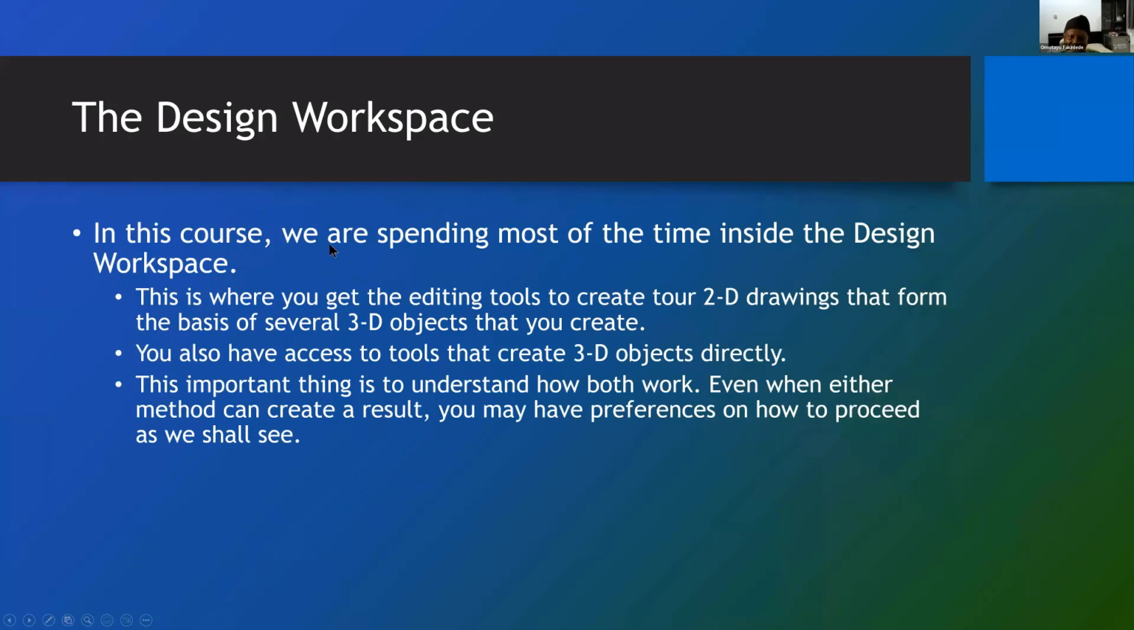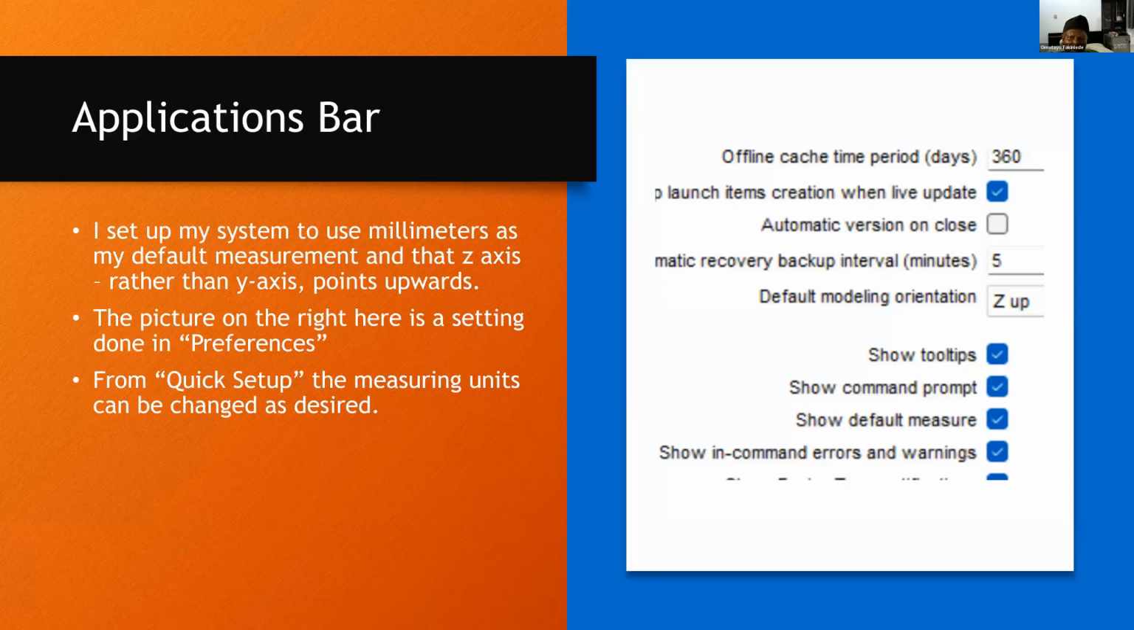Now, in this course, we are spending most of the time inside the design workspace. This is where you get the editing tools to create your 2D drawings that form the basis of several 3D objects that you create. You also have access to tools that create 3D objects directly. The important thing is to understand how both work. Even when either method can create a result, you may have preferences on how to proceed, as we shall see. So those are the slides I want us to go through.